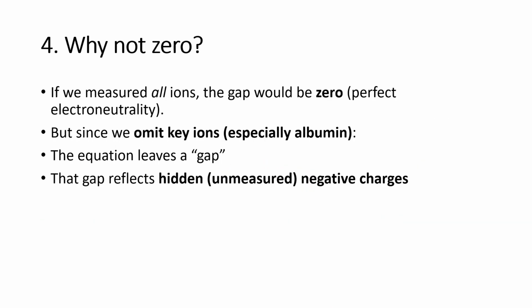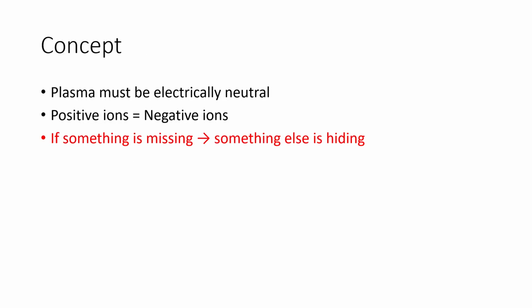Again, why is it not zero? Because we are not measuring every anion and cation, and the unmeasured anions are more than the unmeasured cations. So you have to just remember that plasma is electrically neutral. In theory, the positive ions will be equal to the negative ions. However, we don't measure everything, so something else that is hiding is called the anion gap.